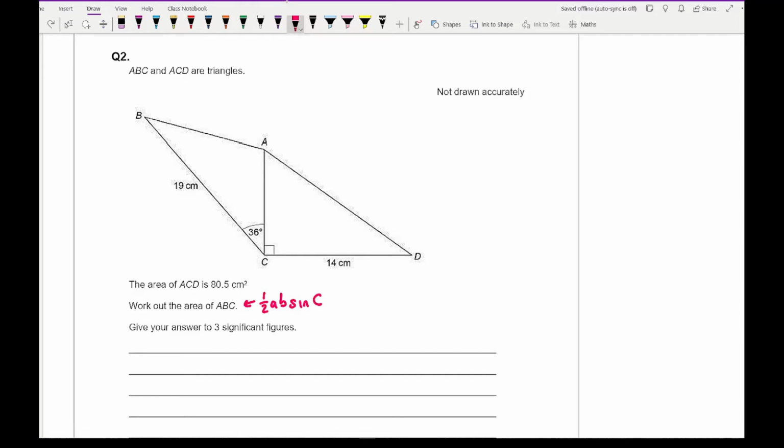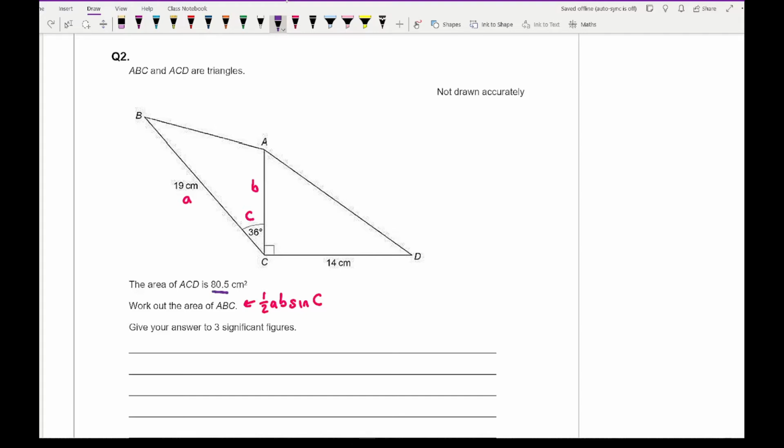So if I label this particular triangle, this angle here is going to be C, so this is going to be A, and this side here is going to be B. Now I don't know what B is, so I need to find that, and I can do that by using this information here and the information that we're given on the triangle ACD.